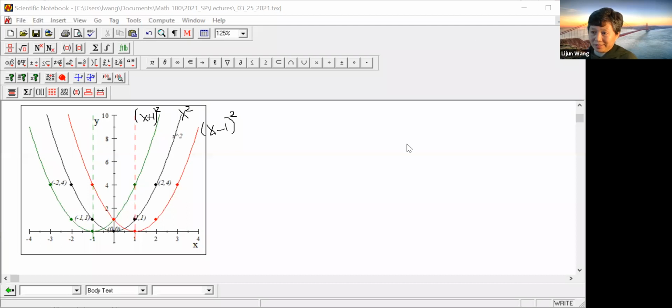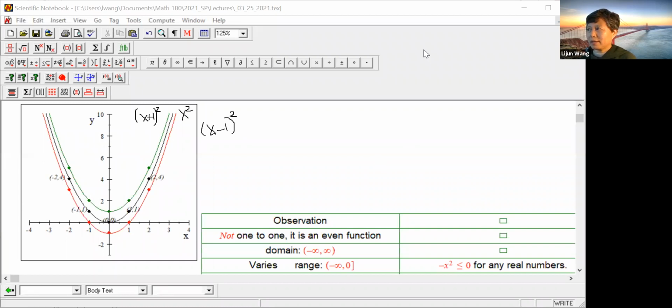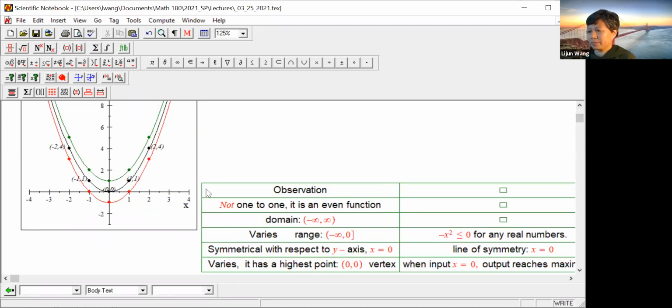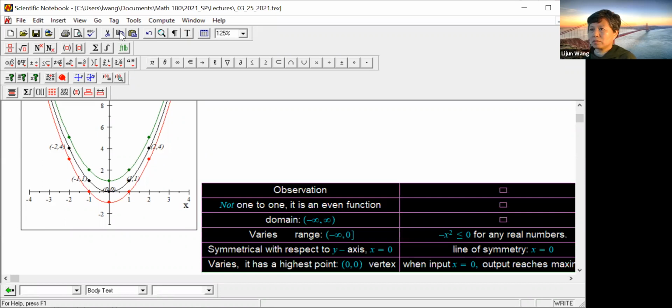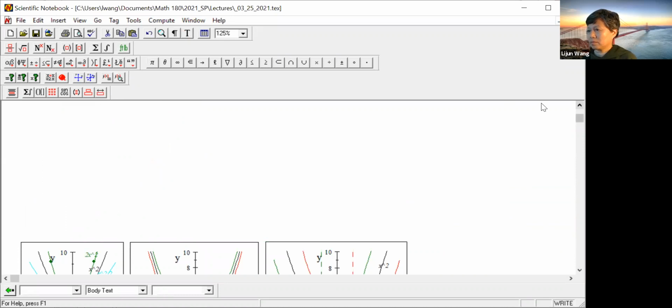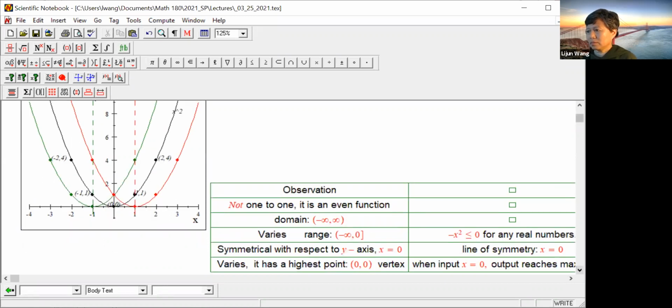And we haven't done the checklist, right? Let's quickly do the checklist for this one. Maybe we just do this checklist first, and then we go back there. Not one-to-one is still true.